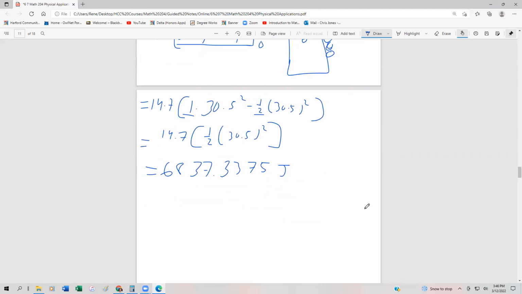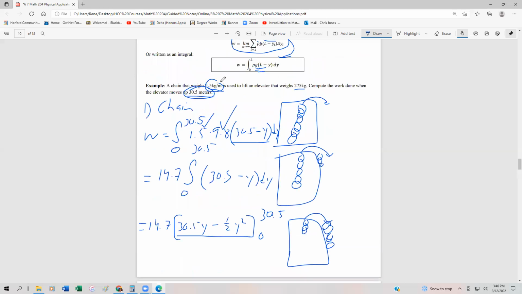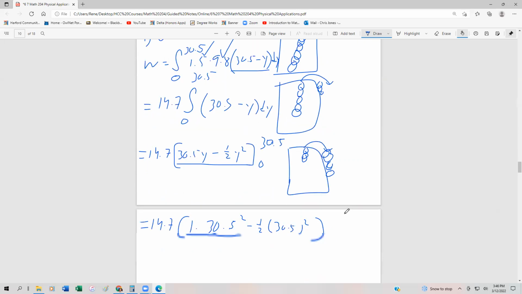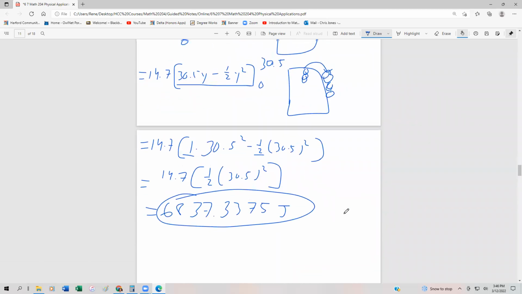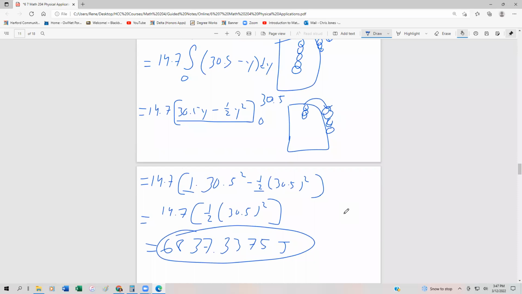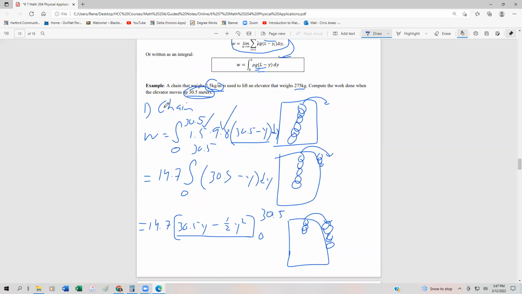Remember, anytime that you keep your units standard, kilogram is a standard unit, meter is a standard unit, a Newton is a standard unit, then you're still going to end up in standard units. So that's not too bad with respect to these lifting problems. That's all you have to do for the chain. But we still have the elevator, we never finished it.